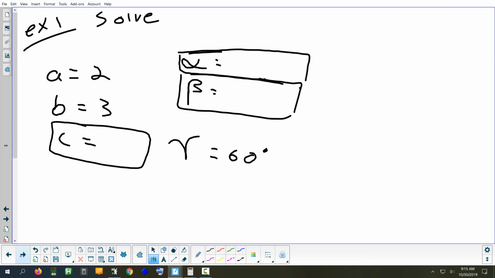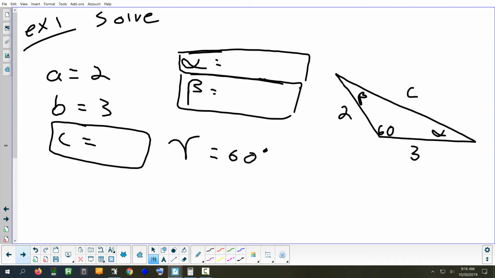I could sketch it. I don't really think I need to here. I think when you have a word problem, you really need to sketch it. But if we want to sketch this: A across from alpha, B across from beta, C across from gamma. For some people, the sketch might make it easier to figure out what kind of problem it is. So what kind of triangle is this one, based on the A's and S's?